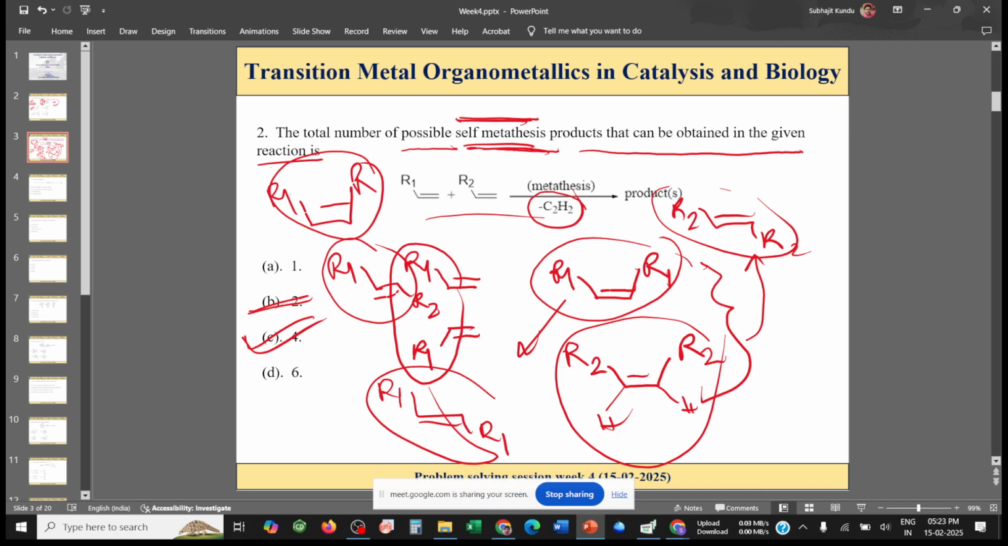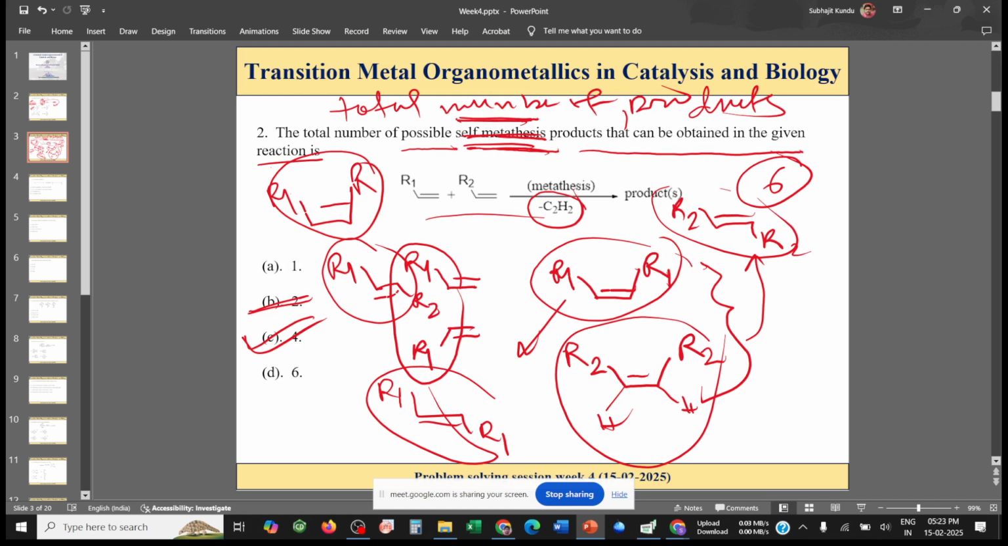But if this question asked for the total number of products, if we cut the option self metathesis, the total number of products obtained from this reaction, then our answer will be 6. So this is a very interesting and important question from this school. When you are answering this question, it is very important to read the question each and every word and understand the meaning behind it.